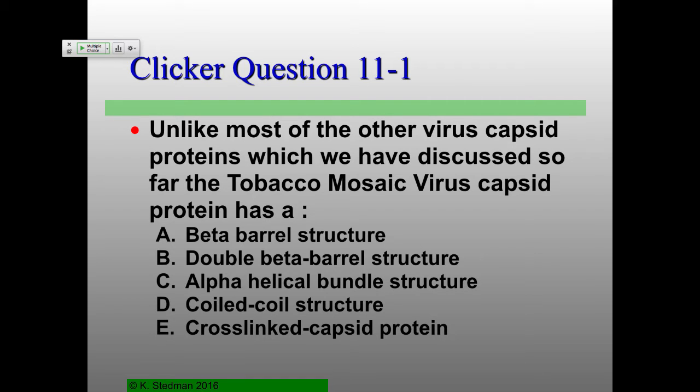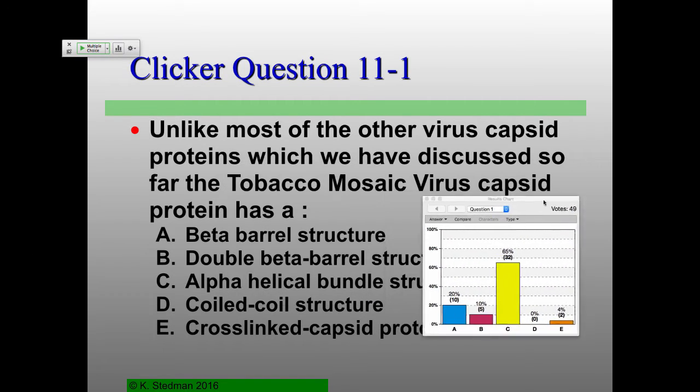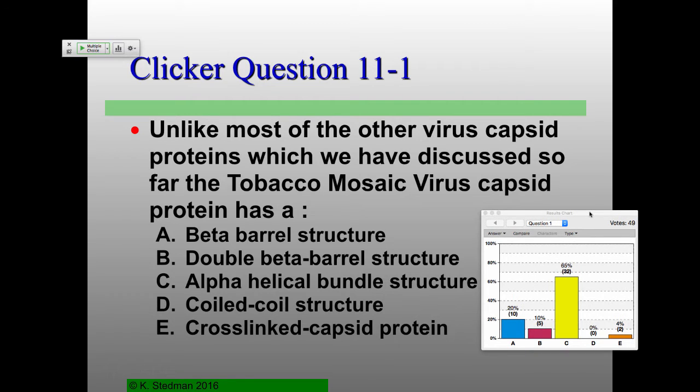Okay, the results are on the wrong screen. Voila! Yes, even if you didn't remember, if you go back and look at your notes, that TMV does have this alpha helical structure all wrapped together as a bundle.